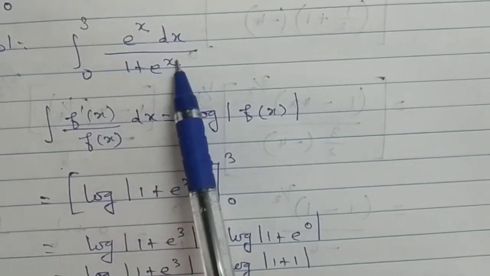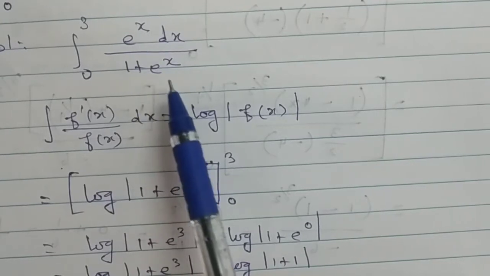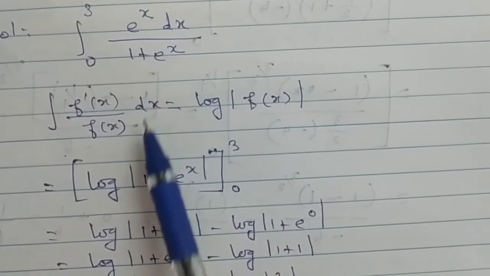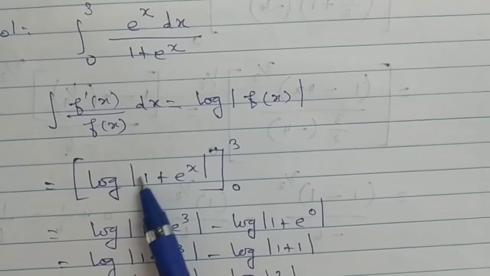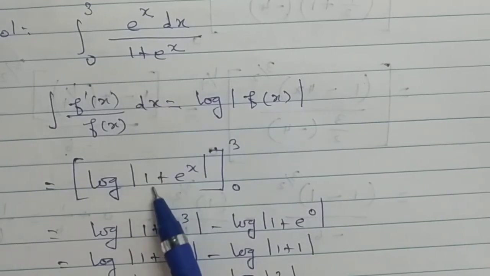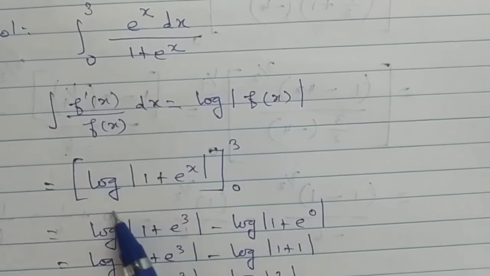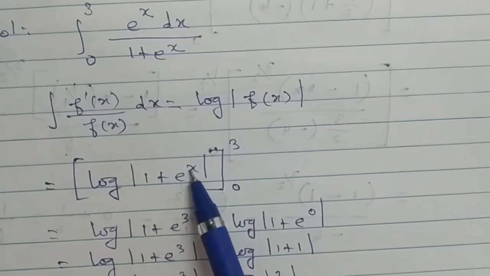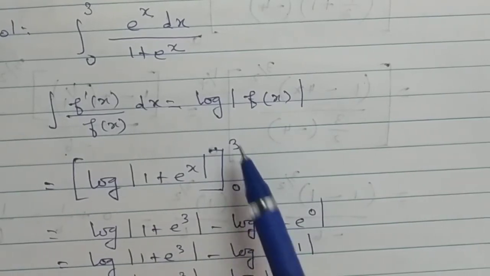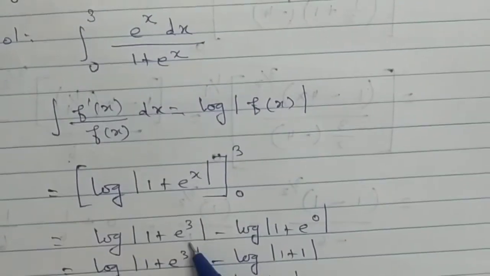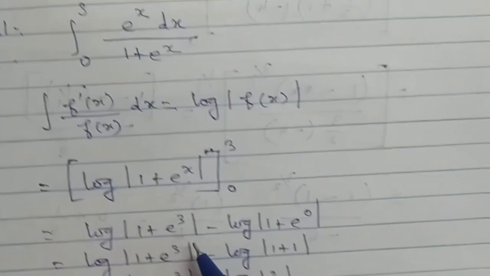The differentiation of the given function e power x is e power x only. So we can easily write log modulus of the denominator, 1 plus e power x, with limits 0 to 3.